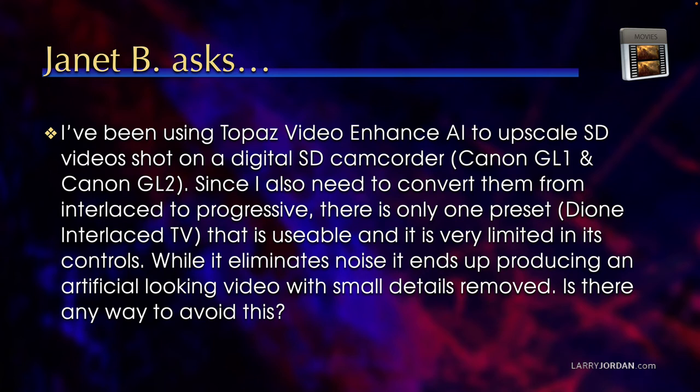Since I also need to convert them from interlace to progressive, there's only one preset, which is the Deinterlace TV, that's usable, and it's very limited in its controls. While it eliminates noise, it ends up producing an artificial-looking video with small details removed. Is there any way to avoid this?